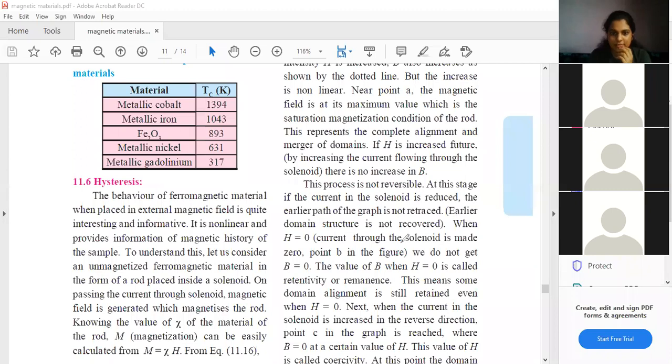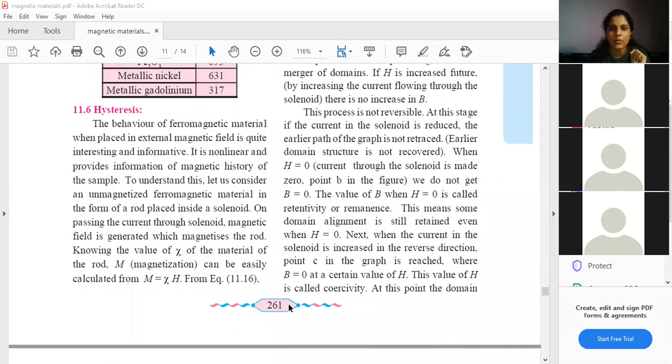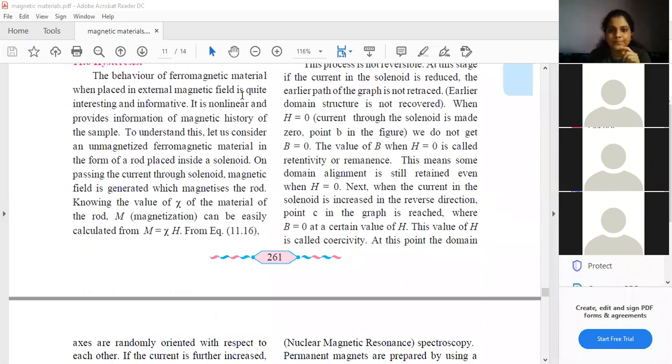Let's skip to the main part. See this, when H is 0, H equal to 0 means I equal to 0, that is your small b point. We do not get B as 0. B was not equal to 0. So this is called retentivity. Already discussed all these things. This means that the domain alignment is still retained. The magnetic property is still retained, meaning the dipole moments are still aligned.